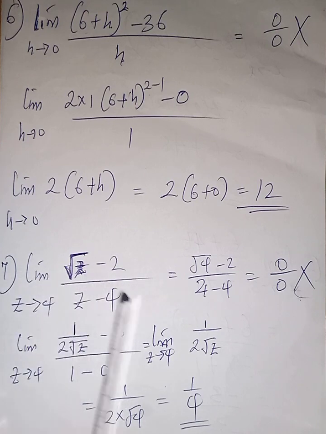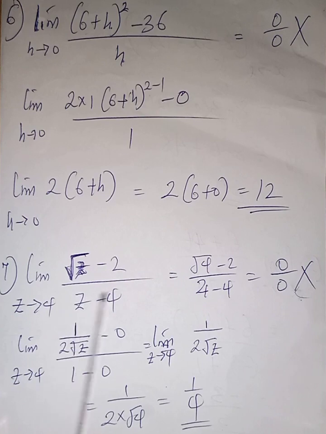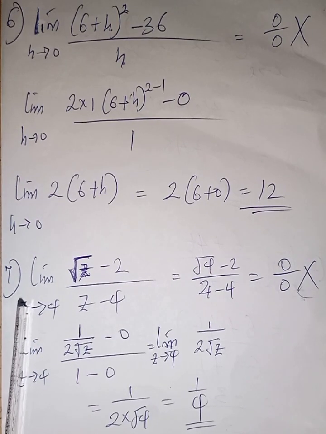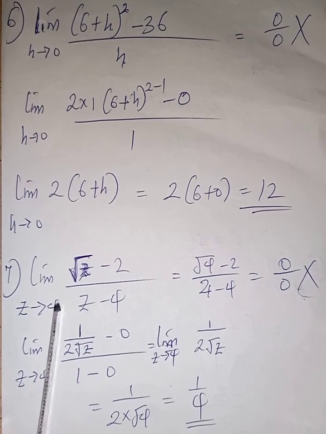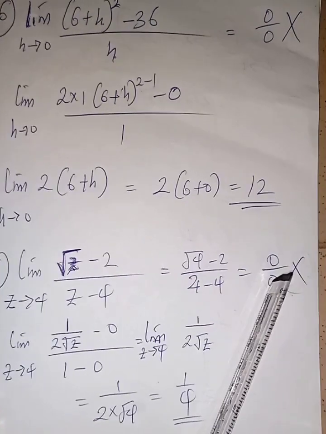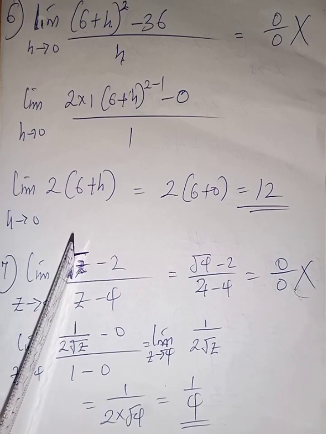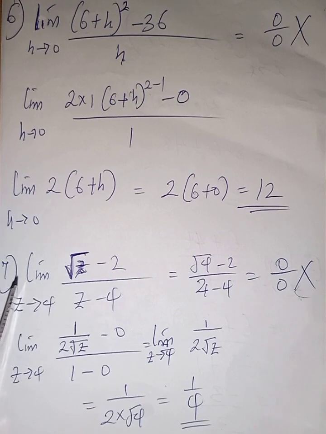So the next thing we're going to do now, the first thing, let's place 4. We say the limit of root z minus 2, all over z minus 4, as z approaches 4, getting closer to 4. So first, let's assume z is 4. Put 4 here. We have the square root of 4, 2 minus 2, 0. 4 minus 4, 0. So we're going to have 0 over 0, which is not a valid solution. So what are we now going to do? We're going to differentiate both sides with respect to z.